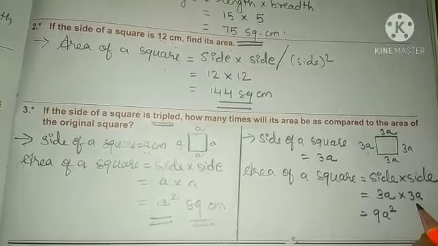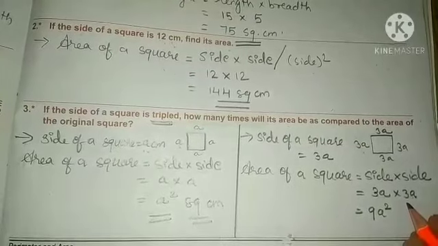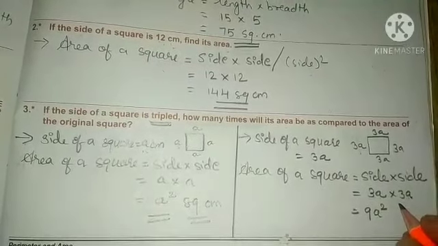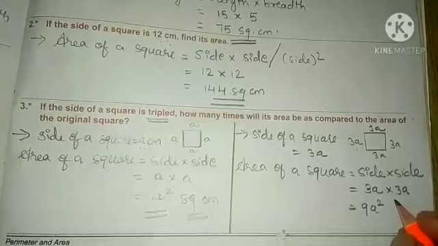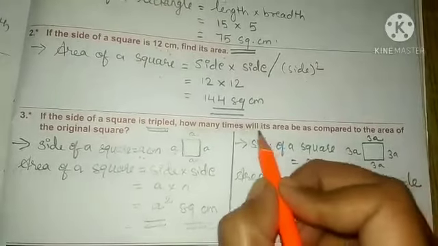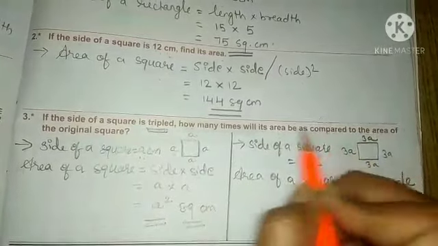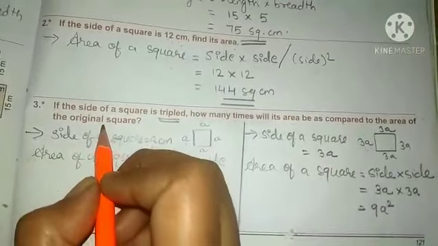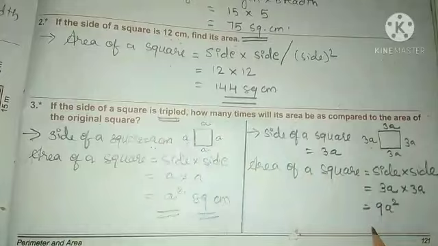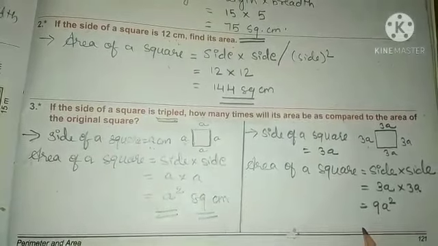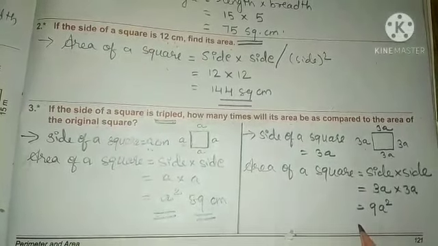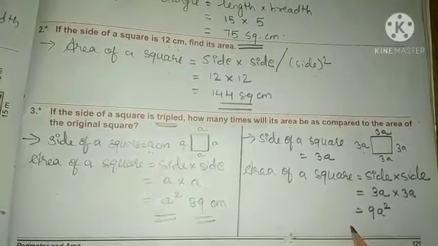Clear everyone? How are you going to find out this? So what we have to do here? Now here what is given? How many times will its area be as compared to the area of the original square? So here we have to write down how many times it is more than the original one.